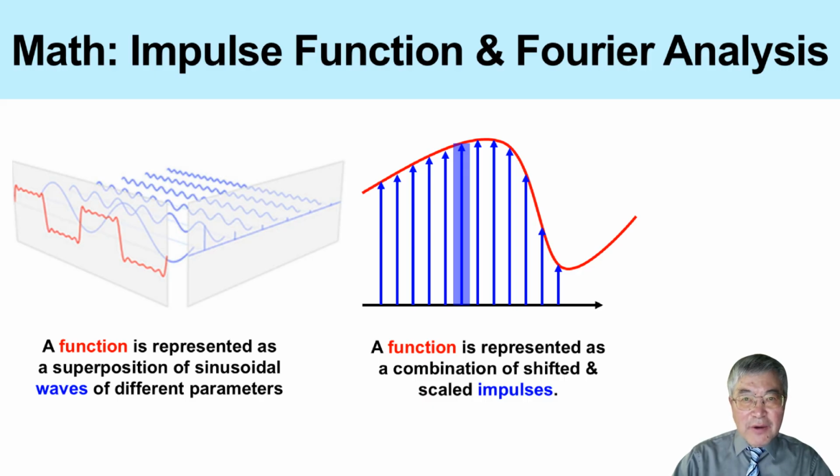On the right-hand side, we have a particle point of view. Instead of representing the function as a combination of waves, we can represent it as a combination of shifted and scaled impulses. These impulses are delta functions located at different positions, and each impulse carries a certain weight. So, mathematically, the same function can be understood in two complementary ways, either as a superposition of waves or as a collection of localized impulses. This dual viewpoint will be very useful for understanding image reconstruction.